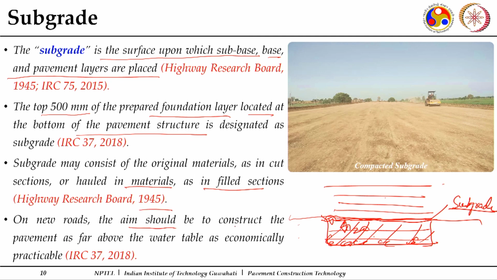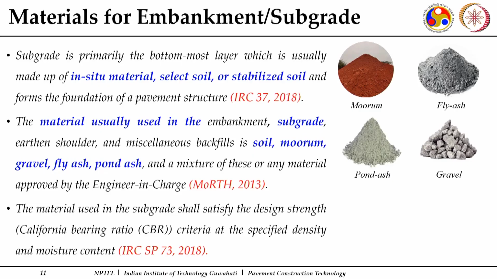On new roads, the main aim should be to construct the pavement as far above the water table as economical practice allows, because this is a natural phenomenon. If you keep the level low enough, then whenever heavy rains are there, your subgrade gets flooded with water. If it gets flooded, it loses its shear strength, and the entire structure is resting on your subgrade. So, the entire structure fails. So, we always prefer to keep this well above your water table. This is one important aspect which needs to be taken care of.